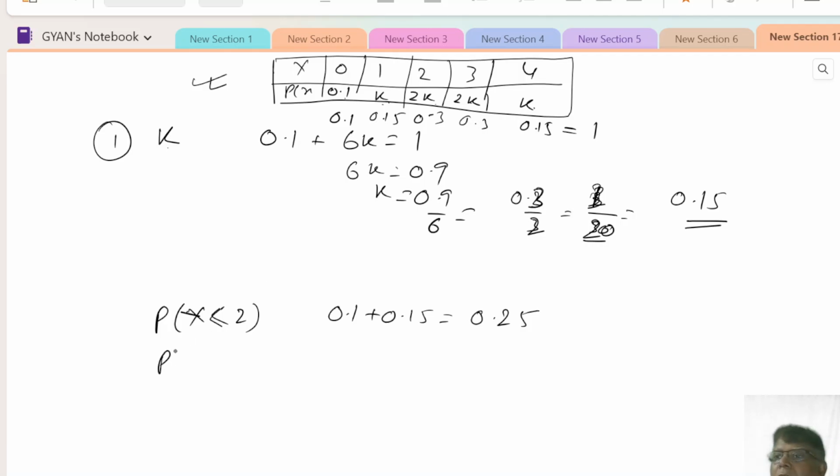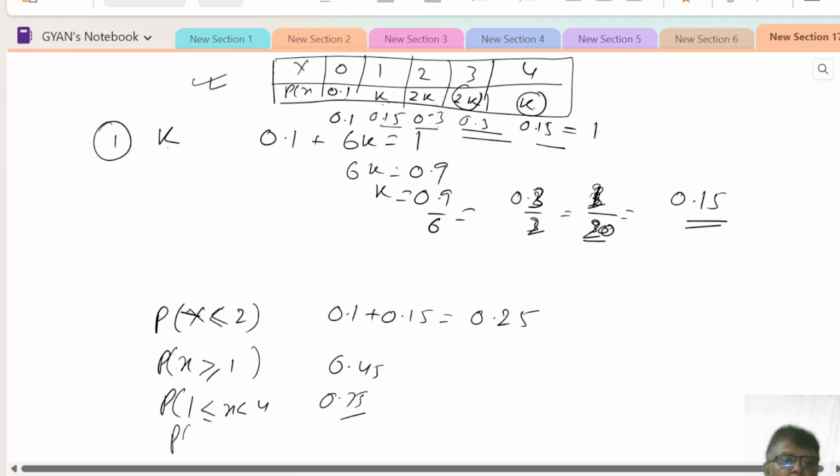Now P(x greater than or equal to 3): this one and this one, so 0.3 and 0.15, that is 0.45. And again P(x between 1 and 4), with 1 included: that means this one and this one, so 0.3 and 0.15... this will be the answer, 0.75.